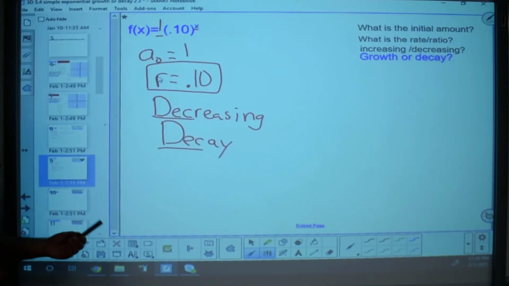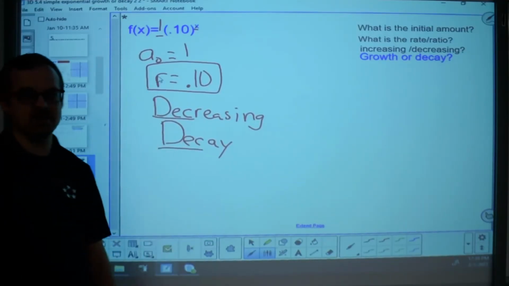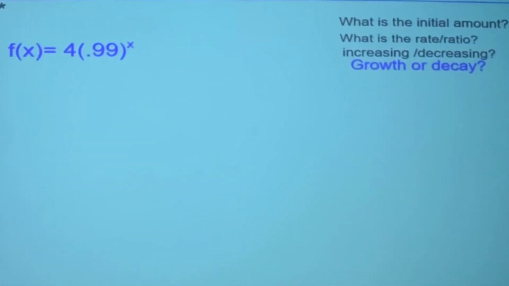We see a function. Didn't have to graph it. Didn't have to make a table. We can tell you all kinds of things about it already. Okay. Try this one out.